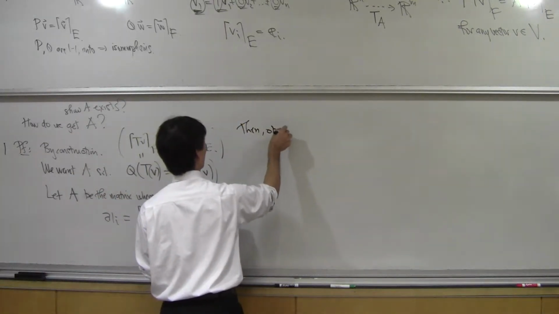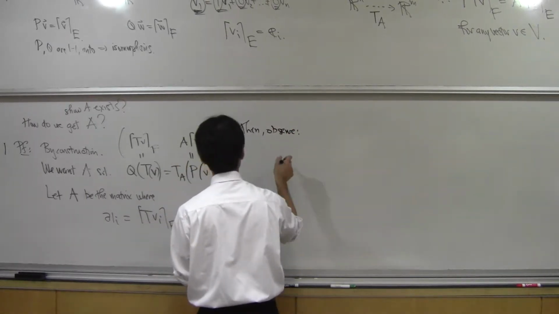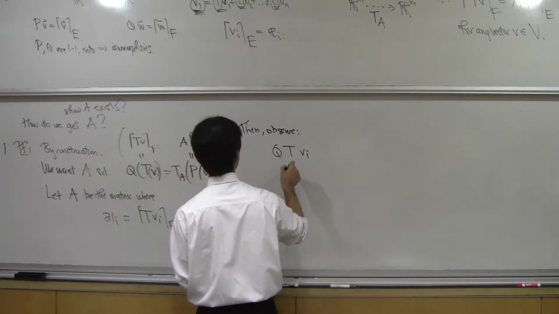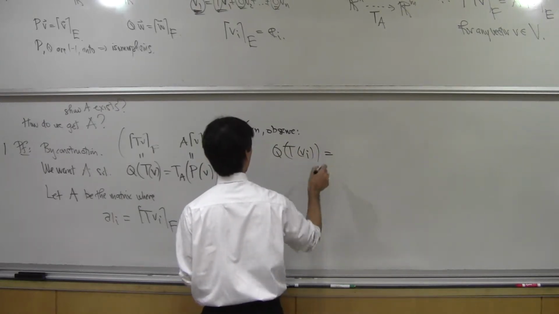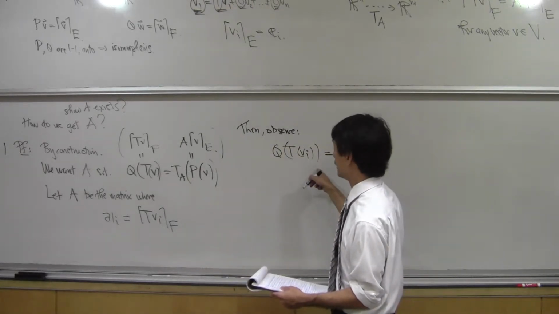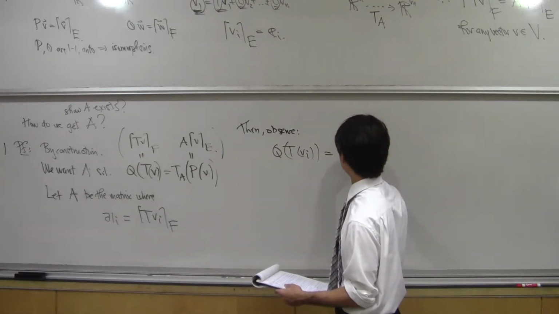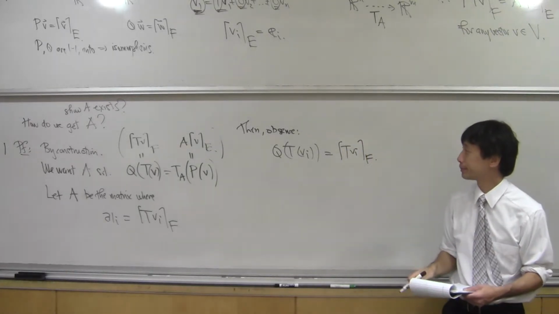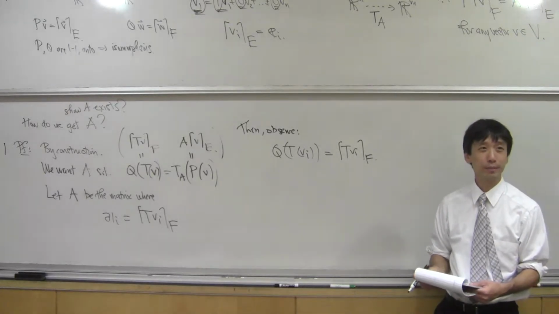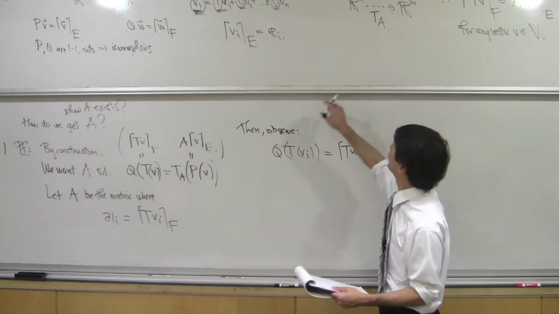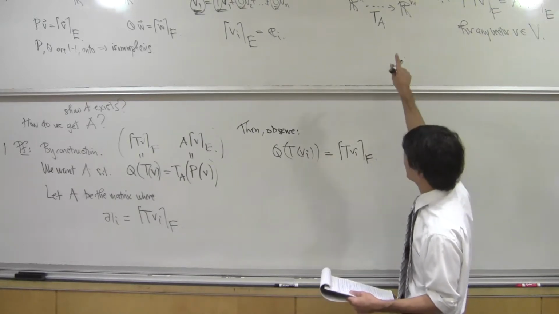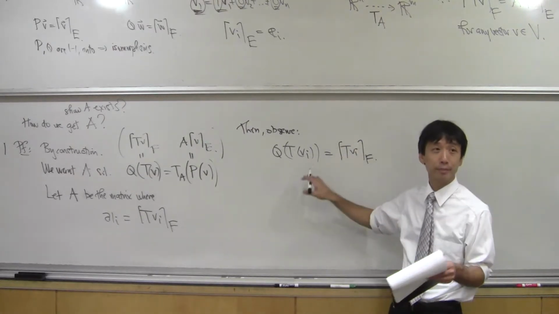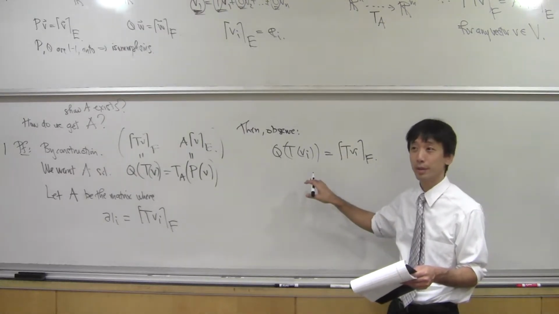Okay. So then observe. If I take Q of T of Vi, well, that gives me T of Vi's coordinate vector with respect to F. Of course, that's just what it is. Remember, Q is the coordinate vector map with respect to F. So I get the coordinate vector with respect to F of TVi.